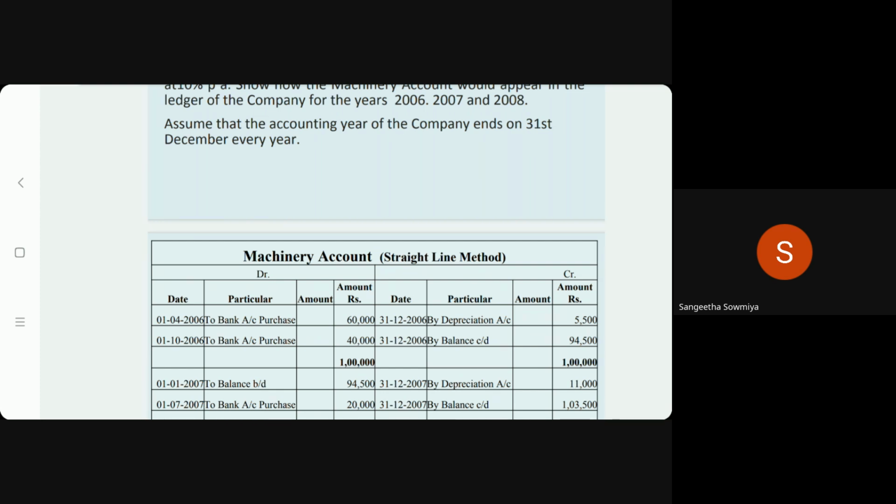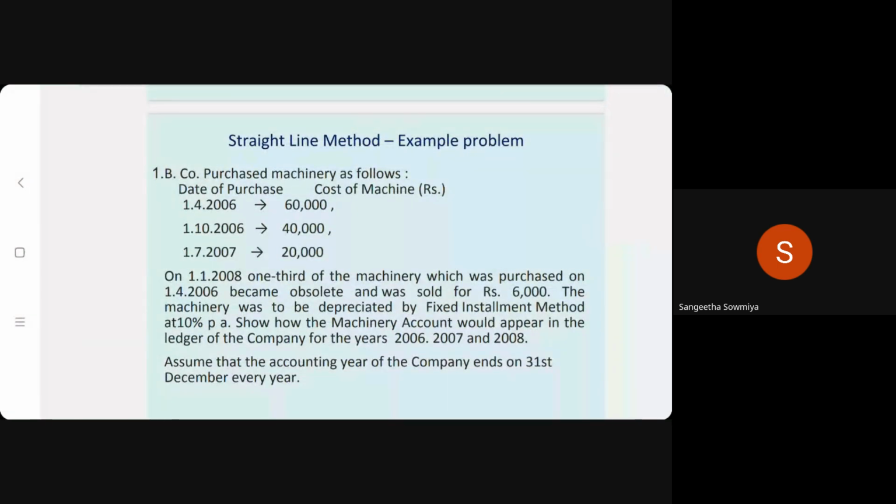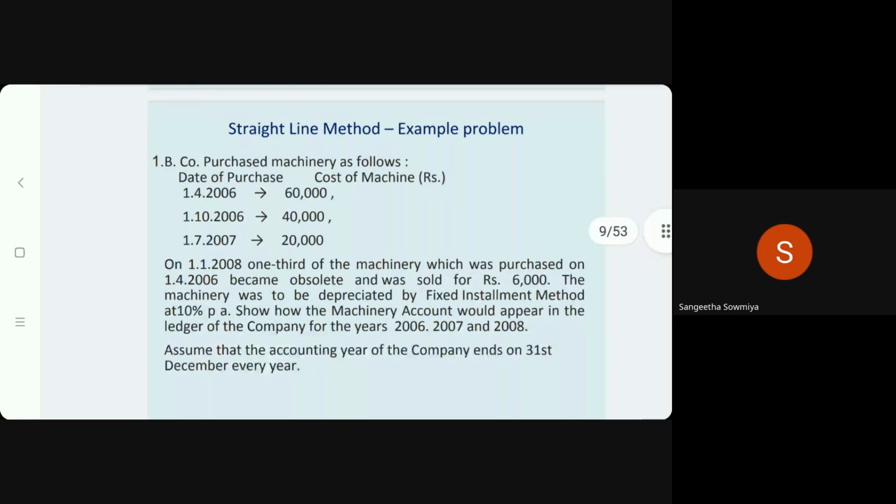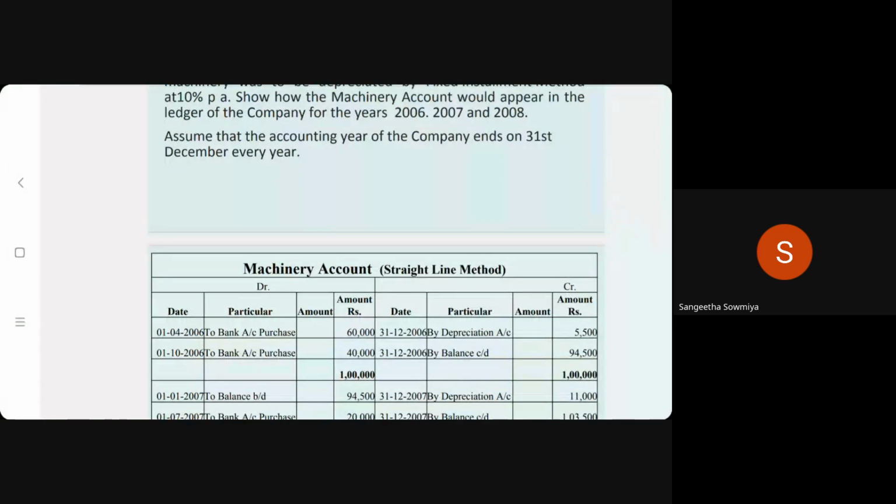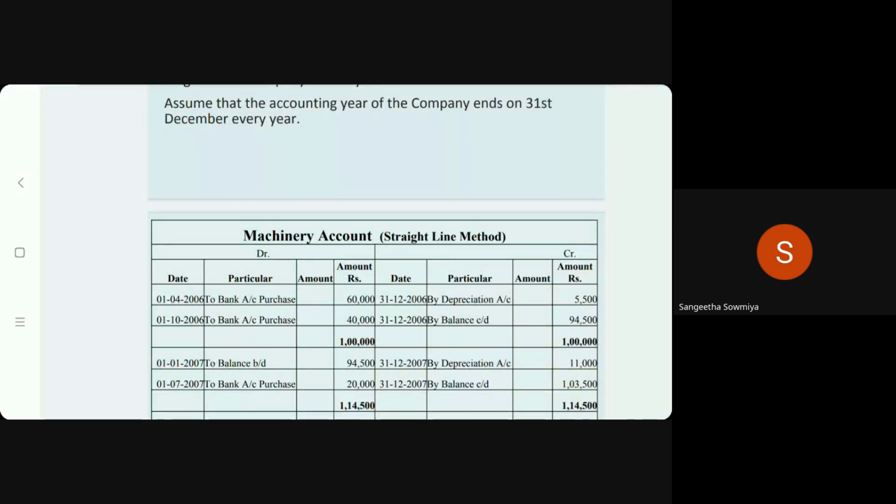Next, on 1/10/2006 you are purchasing another machinery for 40,000. Your accounting period is January to December 2006, right? So you have to write the entry for the first year, January to December. So on 1/10/2006 the second machinery you have purchased, that is 40,000. What is your accounting period ending? The ending period is 31/12/2006. At the end of the accounting period, you have to calculate depreciation and write it. So how to calculate depreciation? This first machinery, how many months did you utilize?